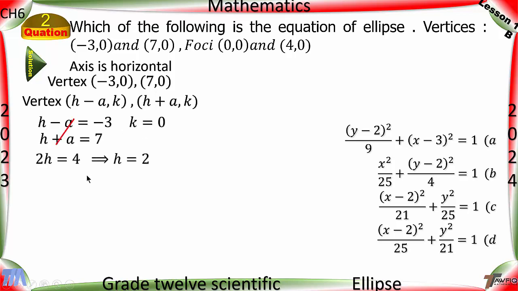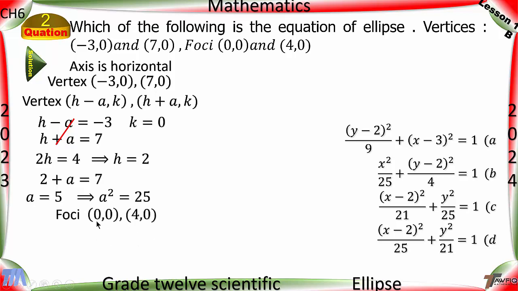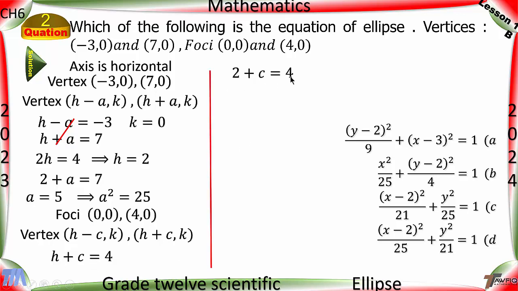By making a summation, 2h is equal to 4 and h is equal to 2. 2 plus a is equal to 7, by replacing the value of h here. So a is 5 and a squared is 25. And the foci are 0, 0 and 4, 0. So h minus c, k and h plus c, k. And now h plus c is 4. We have h is 2. So 2 plus c is 4. So then c is 2 and c squared is 4.